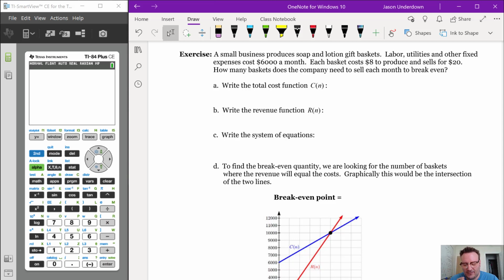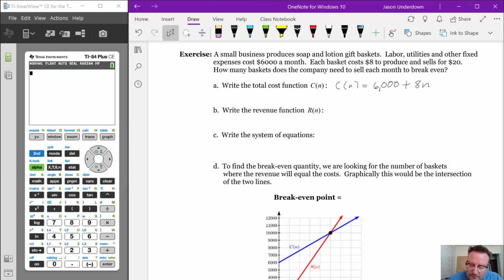Where we finally cover all our costs with our revenue. So what is the cost function in this case? Well, we remember the cost function has two parts, the fixed cost and the variable cost. The fixed costs each month are $6,000, so we could say C of N is equal to 6,000 plus our variable costs. It costs us $8 to produce each gift basket, and if we produce N of them, the cost would be 8N.